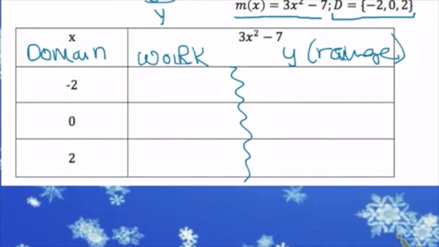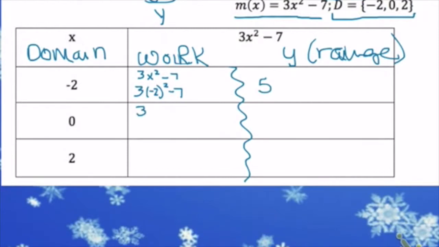So for the first domain value input, I have -2. So I'm going to use m of x, which is 3x squared minus 7, to plug in that domain value. So I plug in -2 for x. I'll do that work. I get 3 times 4 minus 7, and that's going to give me 12 minus 7, or 5 for that range value.